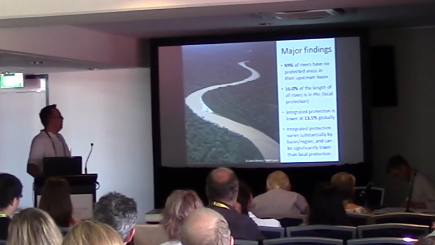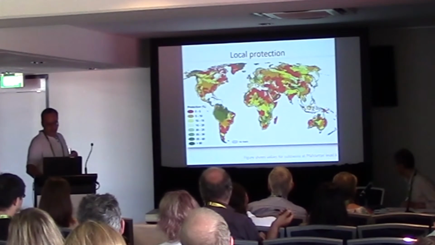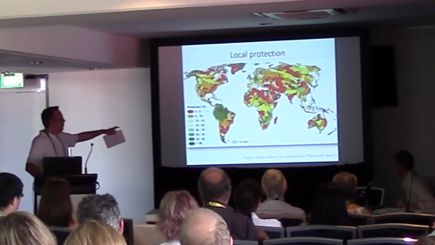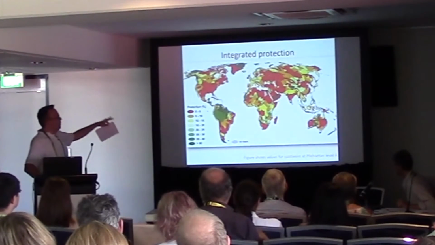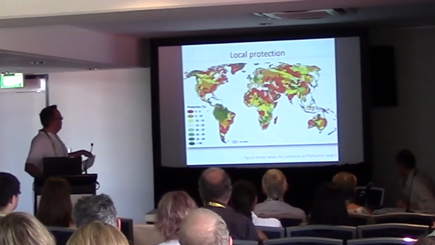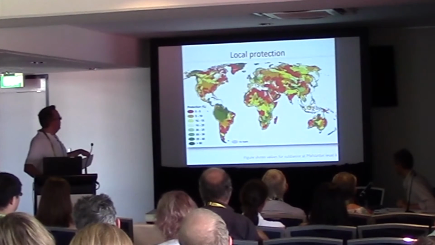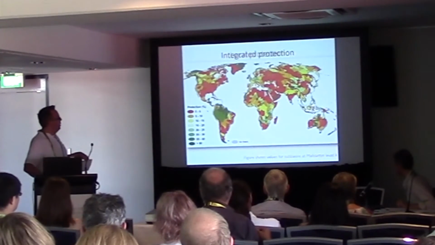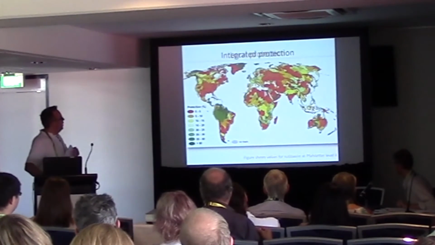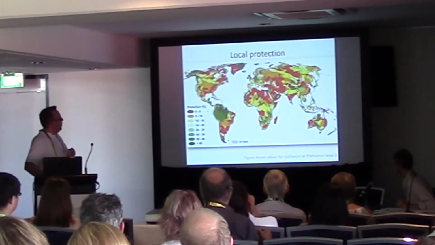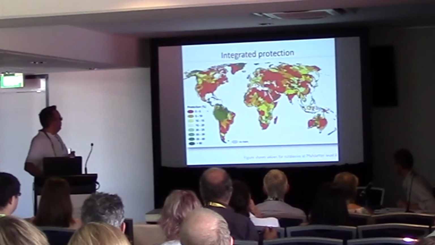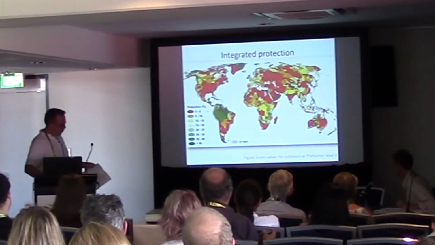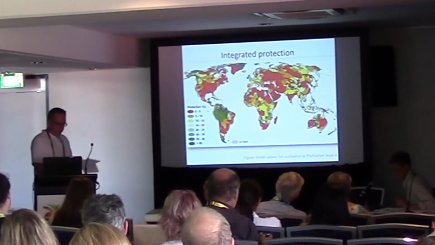And integrated protection varies quite substantially, so I'll just flick this back and forth a bit. This is local protection, and this is integrated adequate protection. So if you, for example, look at places like North America and Europe, you can actually see that there's a lot of areas, Australia for example, that are really badly protected under the integrated protection. And so what really stands out are places like the Amazon or Alaska.